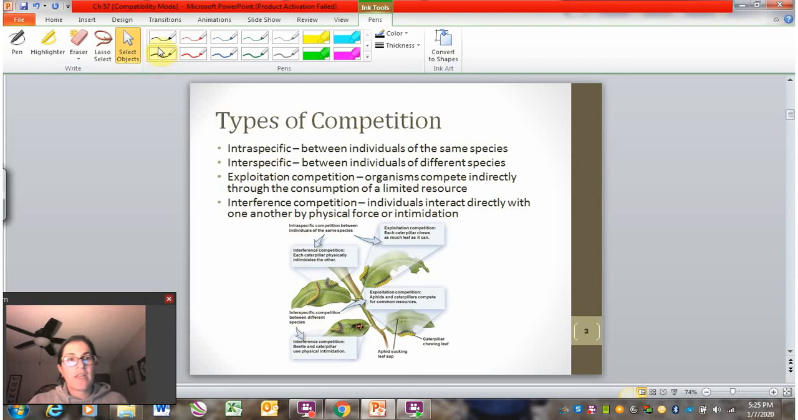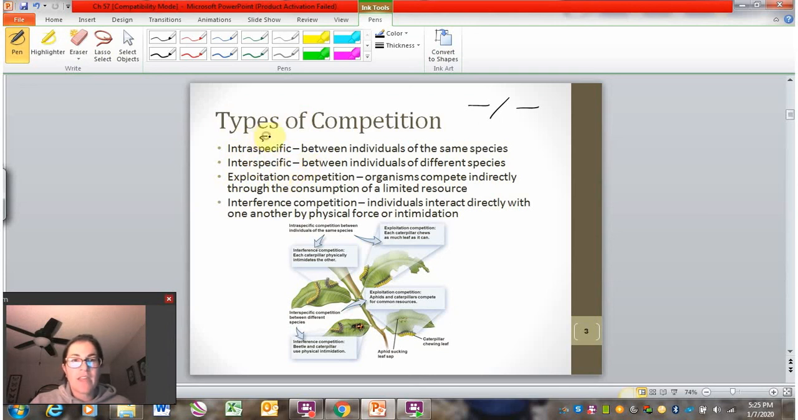So we'll start out by taking a closer look at competition, and we'll see, again, these negative impacts and how organisms balance out those negative impacts. So first, I'll remind you that competition is a negative interaction. And then we'll talk about some terms for how we can break competition into multiple types. So there's intraspecific and interspecific competition.